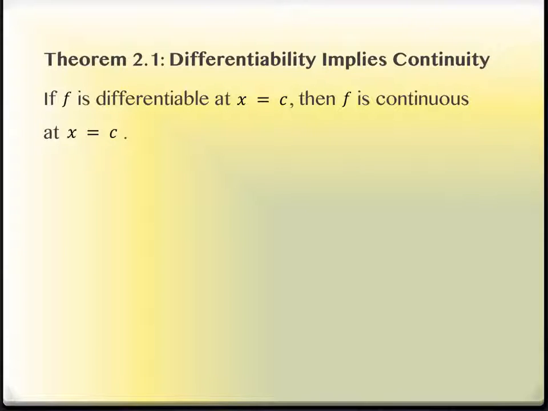Okay, so same thing. In order for it to have a derivative, it had to be continuous. So if I know it's got a derivative, I know it is continuous. That's all that this theorem says.